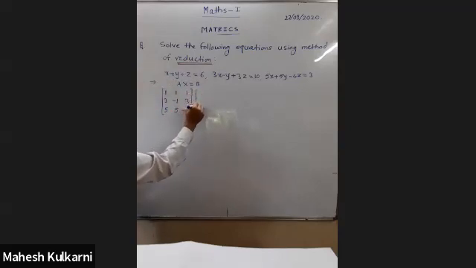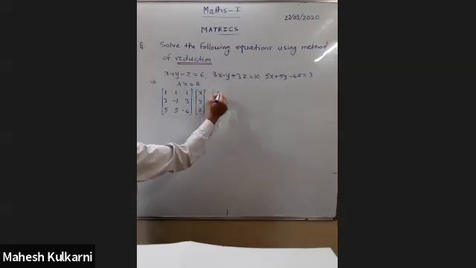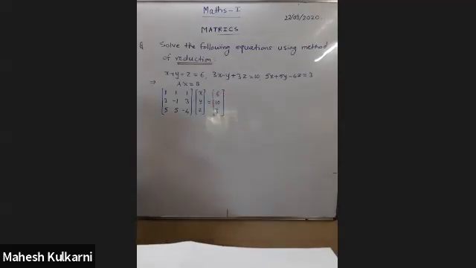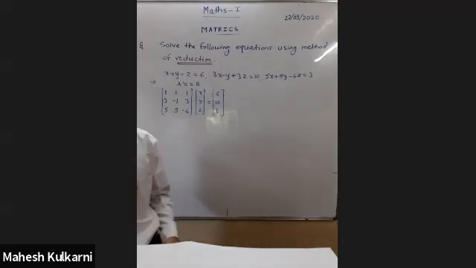Into X, equal to B. What is B? B is the matrix of constant terms. 6, 10 and 3. These are the constant terms in the equation. Now reduce matrix A to upper triangular matrix.